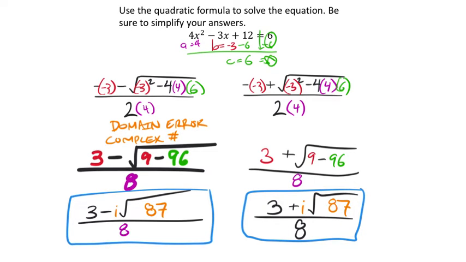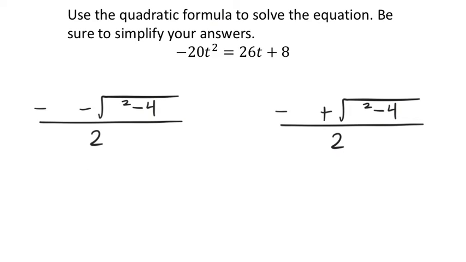Again, I know 87 can't be factored. 3 and 8 can't be simplified either. So that's a pretty good sign that it can't be simplified any further anyways. But we get these two answers. Again, the actual quadratic formula would have just put a plus minus between these, which you can see. Same exact values, but this operation changes from minus to plus. Okay, so we have this set up.